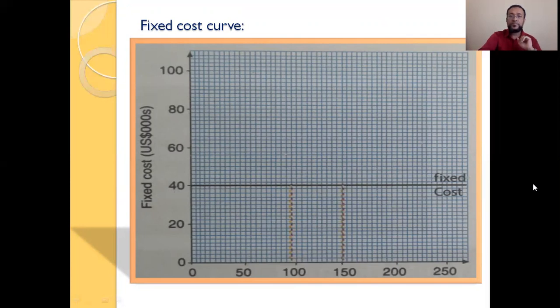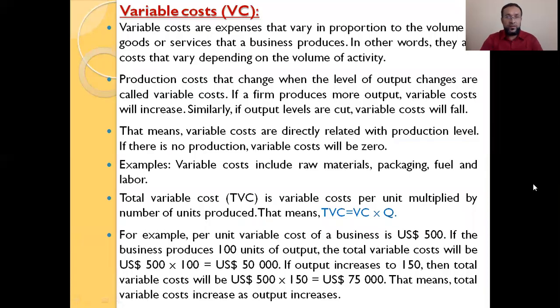All right. Now come to variable cost. Variable costs are just opposite of fixed costs. It means variable costs are expenses that vary in proportion to the volume of goods and services that a business produces. In other words, they are costs that vary depending on the volume of activity. As activity or volume of output increases, this type of cost will also increase, and vice versa. So production costs that change when the level of output changes are called variable cost.